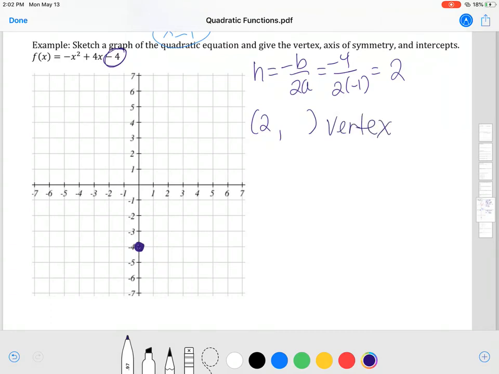Now to find my corresponding value of y for that, I have to take my 2 and plug it back in here. So I have 2 squared, which is 4, and that gives me a negative 4 in front. And then 4 times 2 is 8, so that's a plus 8, and then I subtract 4, that's going to give me a 0. So my vertex is going to be at 2, 0.